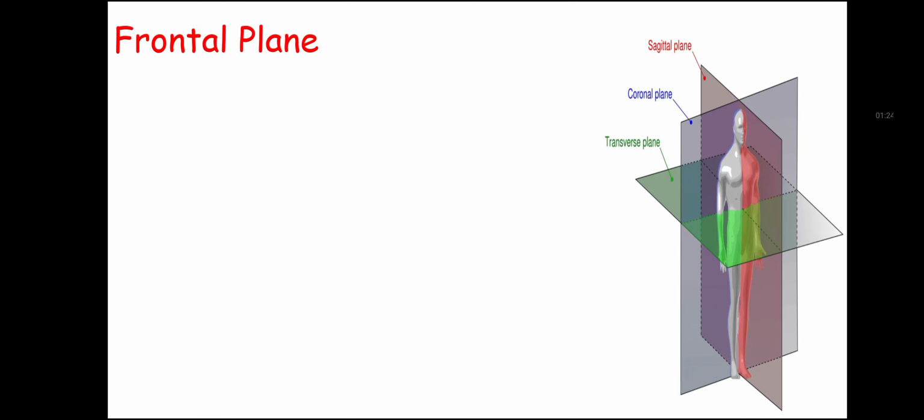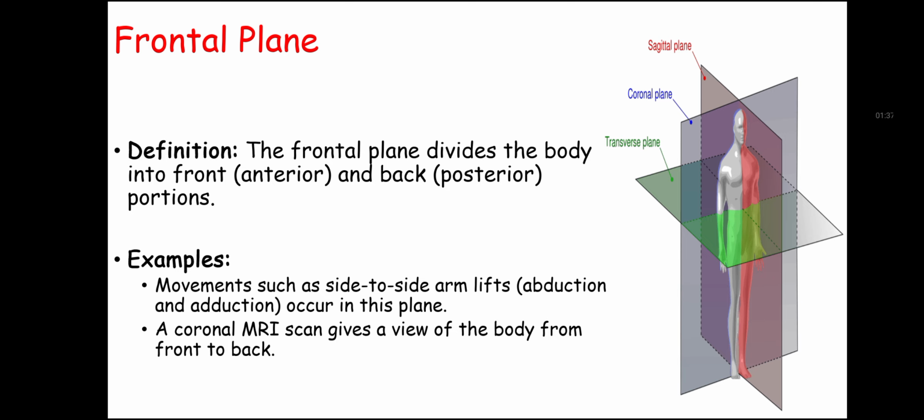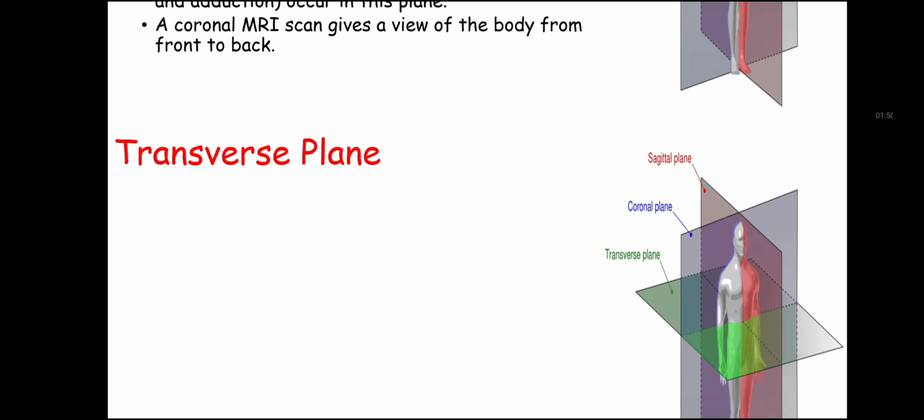Moving towards the next plane, that is the frontal plane, which is also called the coronal plane. The frontal plane divides the body into front and back portions, or into anterior and posterior portions. Examples of it include movements such as side-to-side arm lifts. Abduction and adduction occur in this plane. A coronal MRI scan can give a view of the full body from front to back.